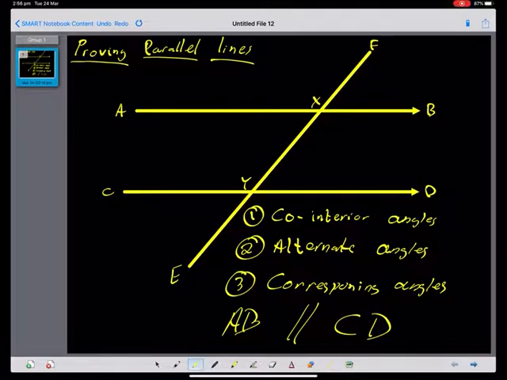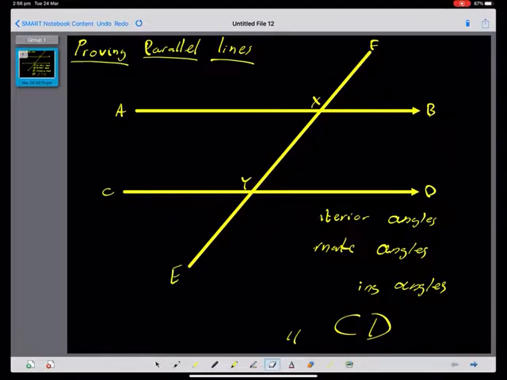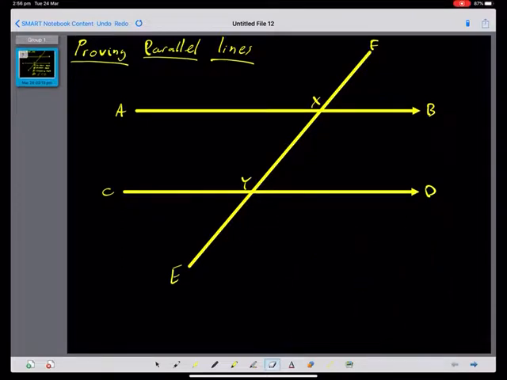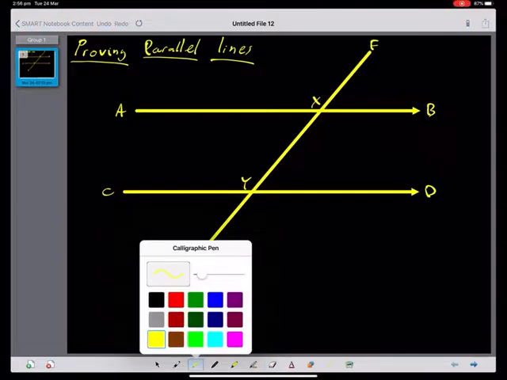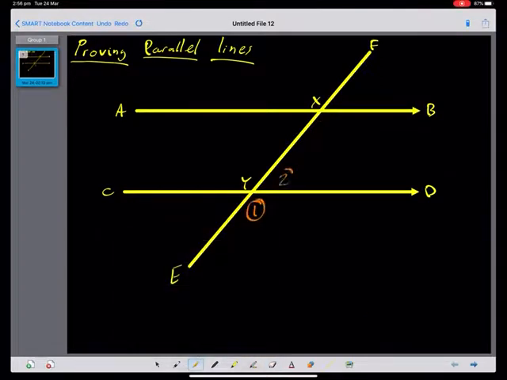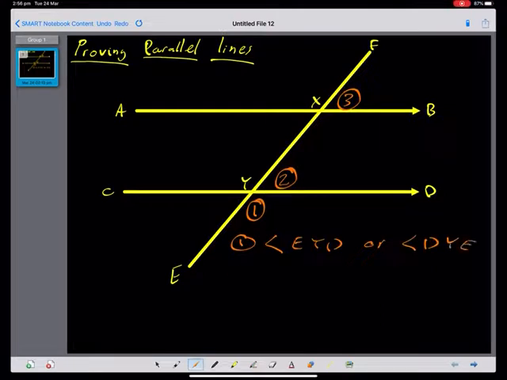Let's do some revision in naming particular angles. This is important, so you need to copy down this information and pause the video. Hopefully you've copied down that information. Let's have a go at naming some angles: 1, 2, and 3. I'm going to name angle 1. We can name that angle EYD or DYE. You have a go at naming angle 2 and 3.